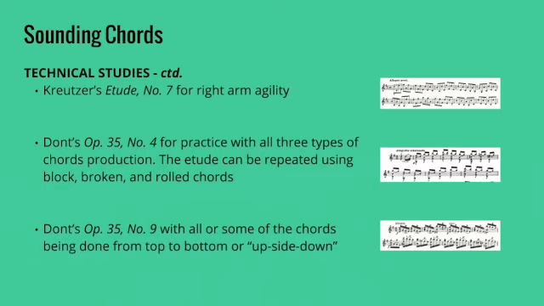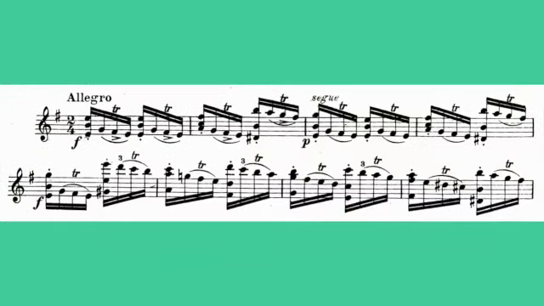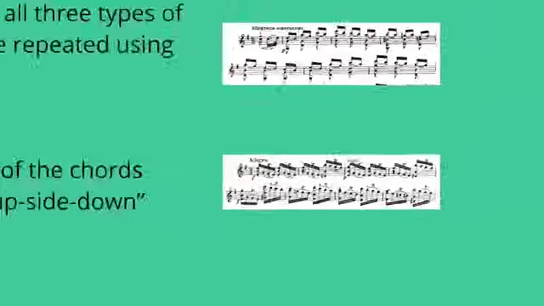I do have another one from Opus 35, and this is number 9. And this one is kind of similar in the sense that it can be done with block chords or rolled chords. But if you'll notice, there are some that appear in the lower voice. So this one could actually be done upside down. You could throw some upside down chords in here if you wanted to as well.